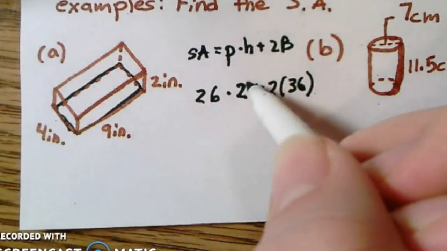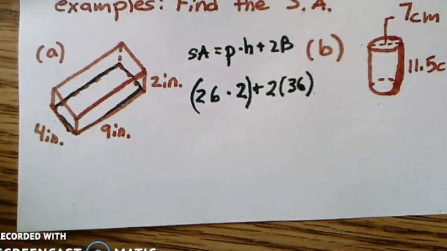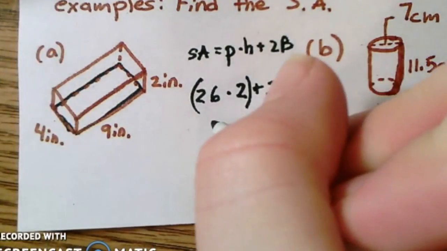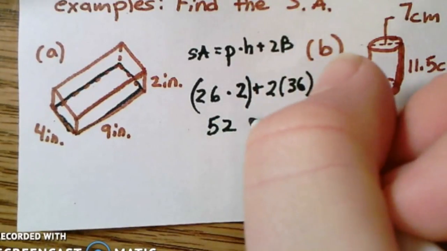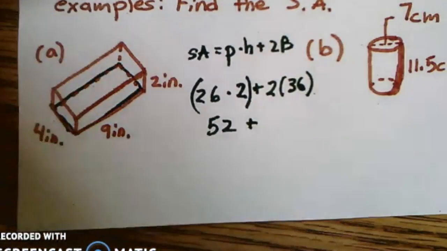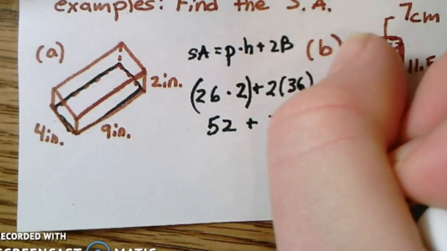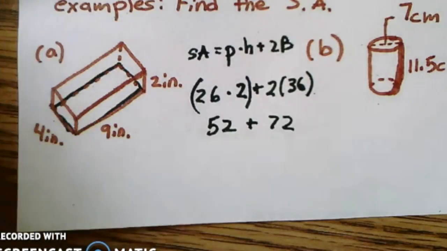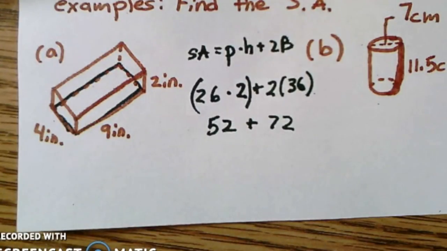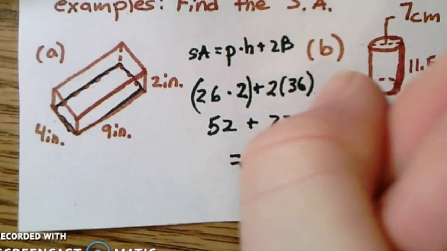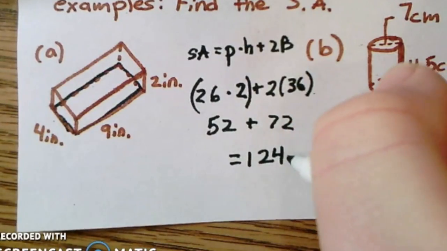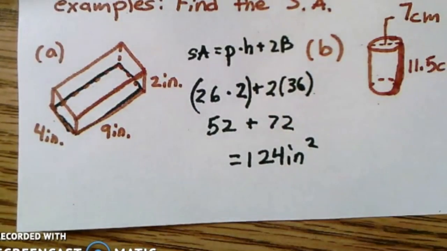Okay, so now I'm going to do 26 times 2, which is 52, plus 36 times 2, which is 72. And then I'm going to do 52 plus 72, which equals 124 inches squared.